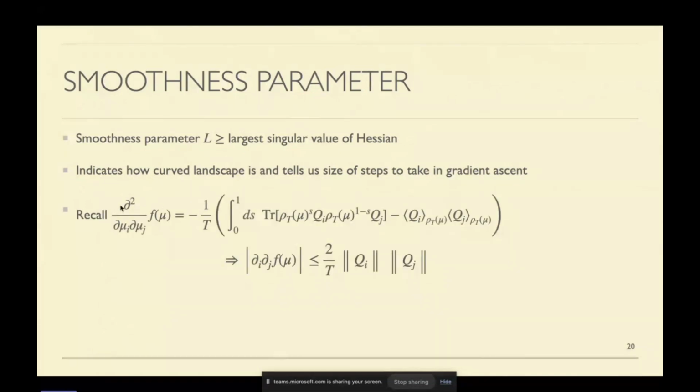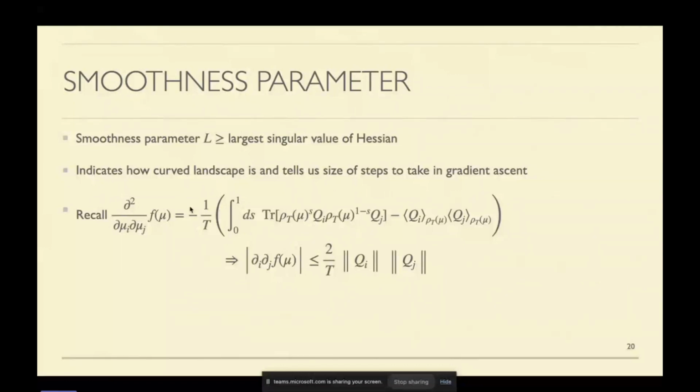So the smoothness parameter is related to that. The Hessian, as we said, is this negative Kubo-Mori information matrix. We can bound the absolute value of the matrix elements of the Hessian, and when you do so, you get this. You can see it arising: there's a 1 over t, that's where this 1 over t is coming from. There's this term involving qi and qj, and a second term involving qi and qj. Because there are 2 of them, you get this factor of 2.